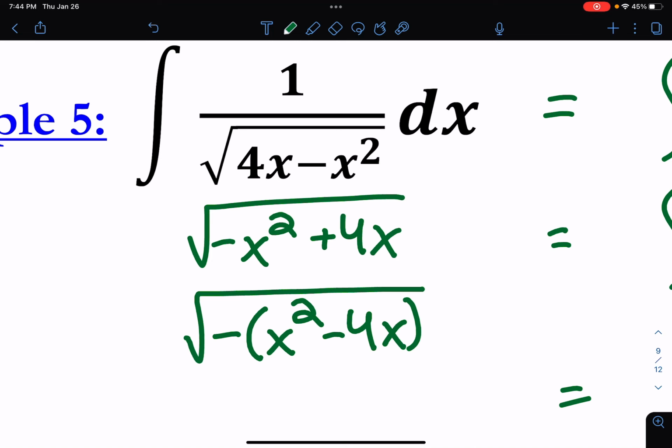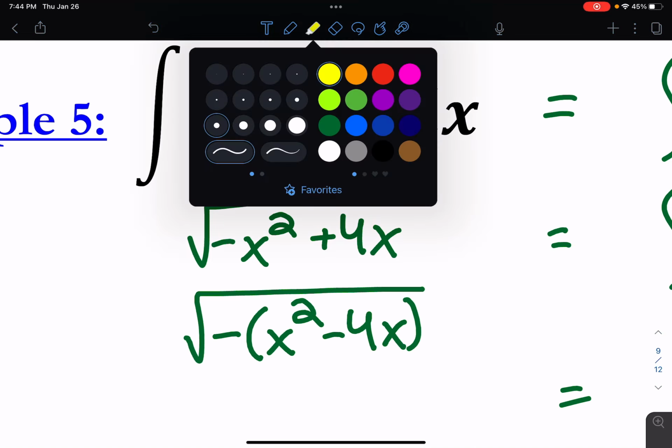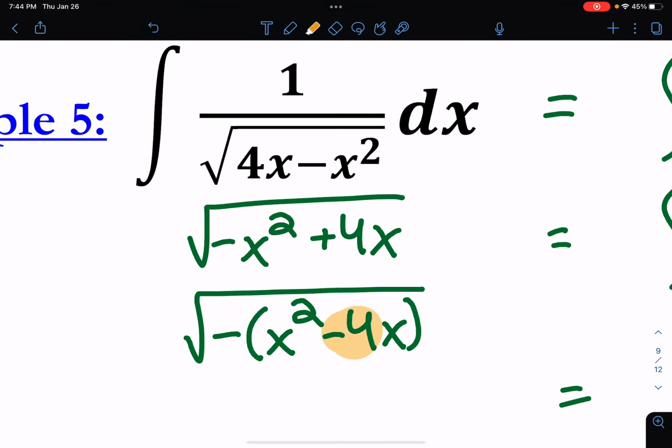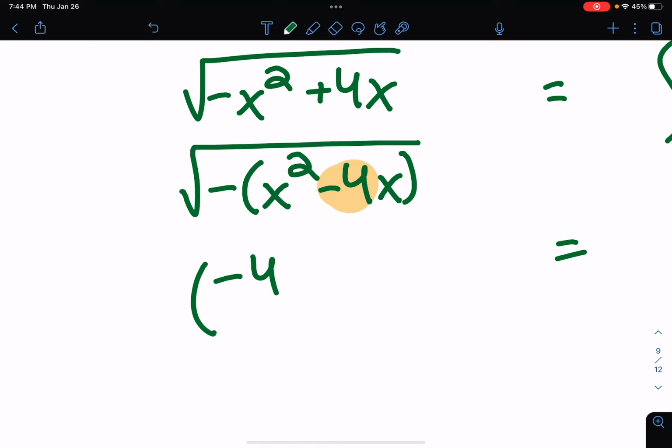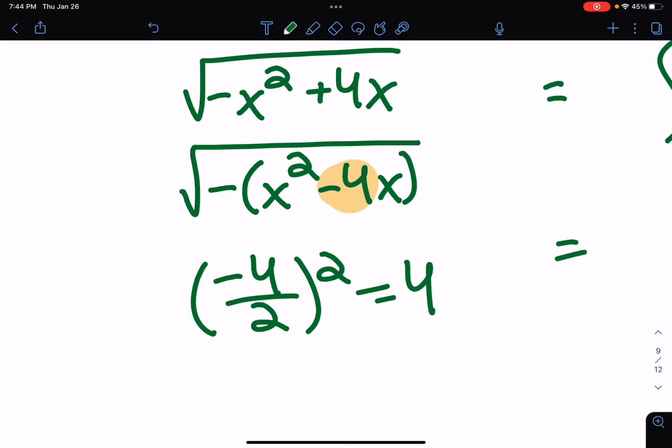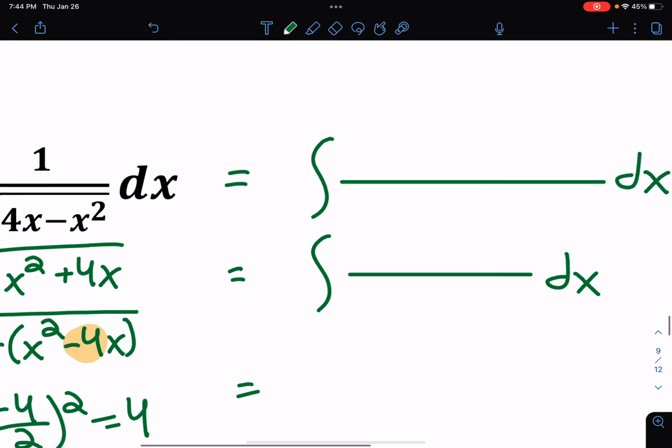Okay, and now inside of that parentheses, I have a linear term. It is negative 4, and that's what I'm going to use to complete the square. So negative 4 divided by 2 squared. Negative 4 divided by 2 is negative 2. Keep that in mind. That'll come back later. When I square that, I get 4. Okay, so now let's rewrite this.